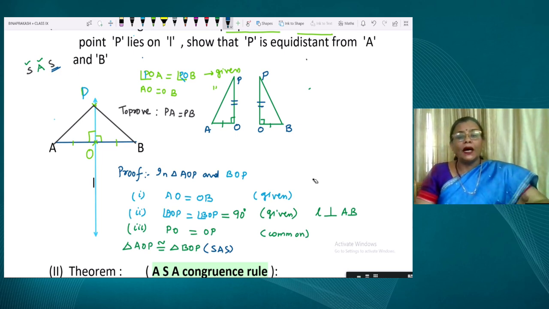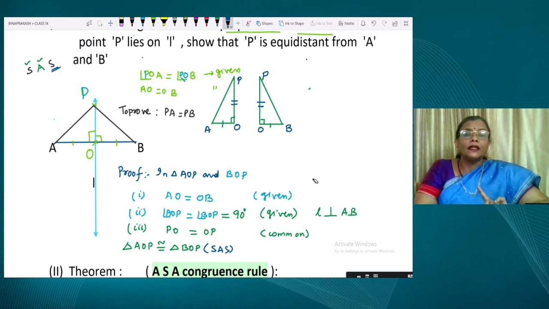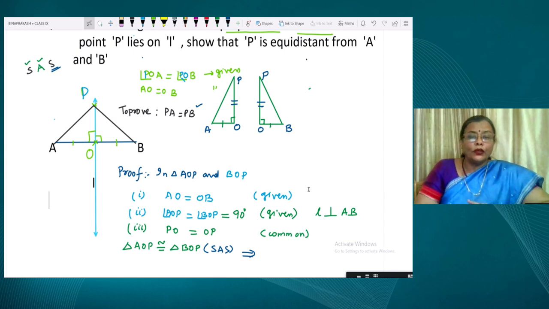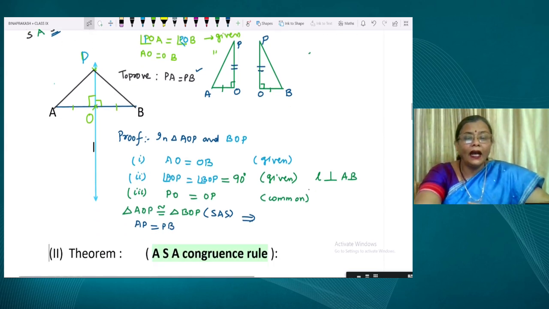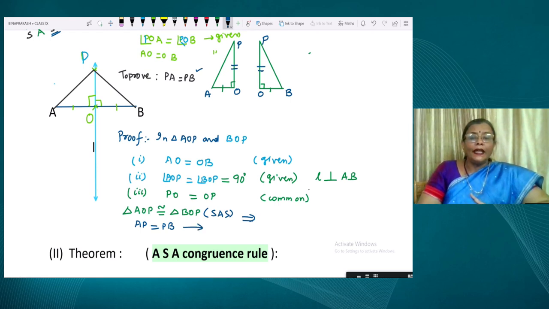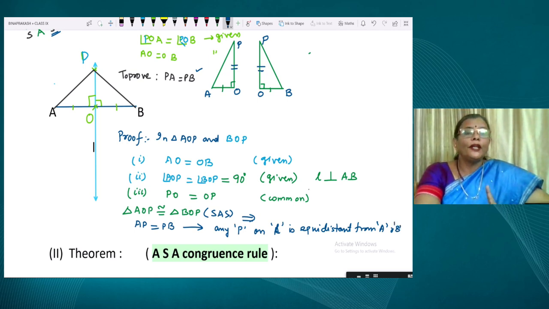This rule gives us the information that the remaining three elements will also be same. What are the three elements? The two angles and the third side. So which is the third side? We are asked about the question which is about the third side. So can you conclude? What does it say? It implies that AP and PB are equal. So if this is true, then any point P on the line L is equidistant from the points A and B. This is one information that was asked through the question. So any point on the perpendicular bisector of a line segment will always be equidistant from the two endpoints. Fine. Now we move on to the next.